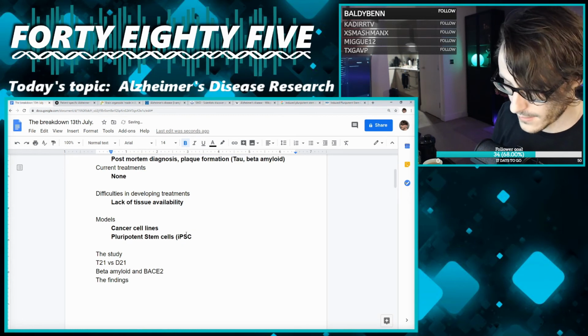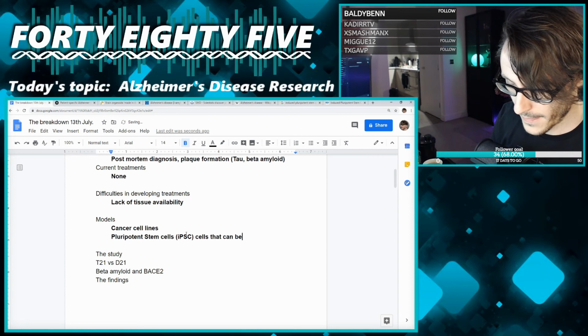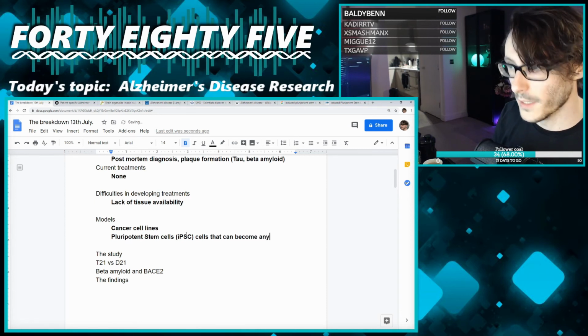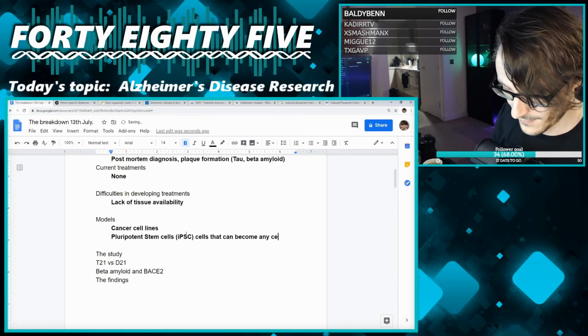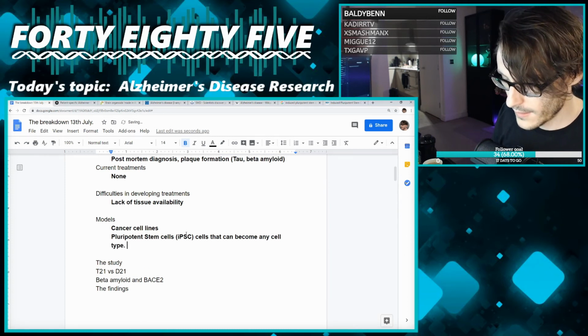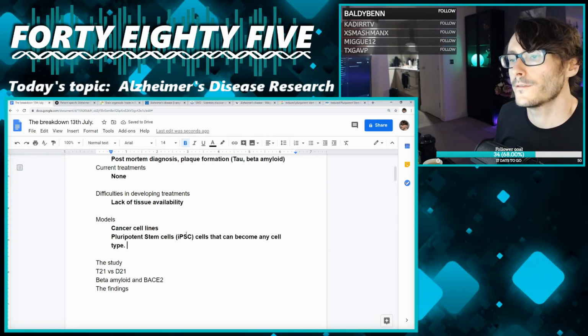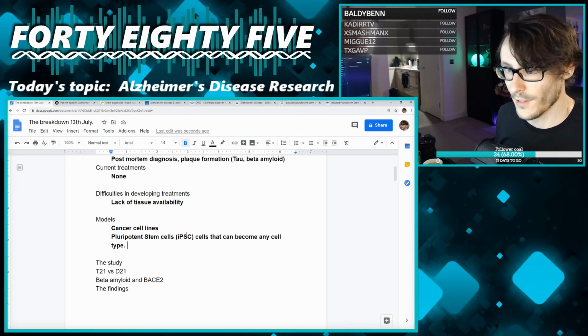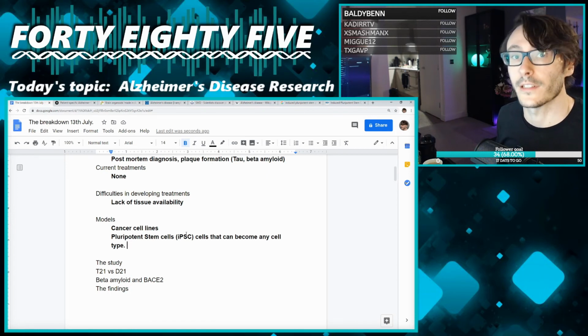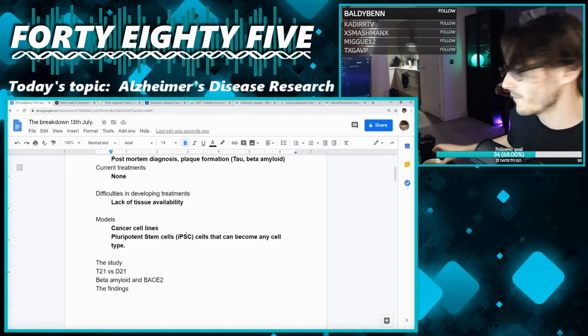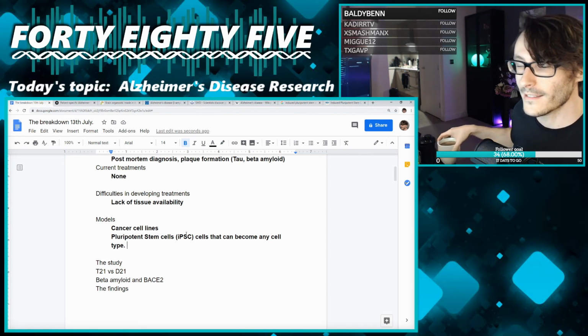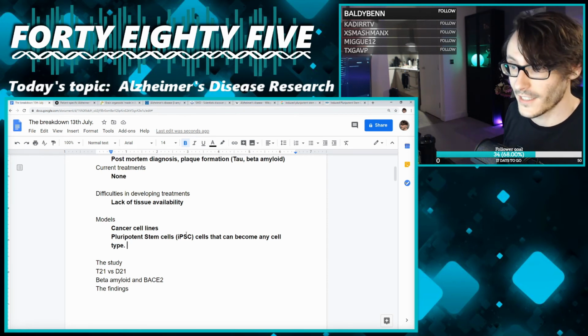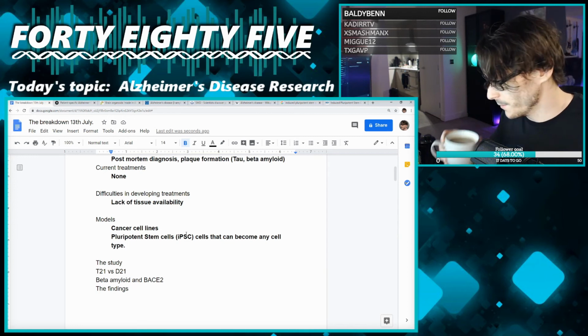So these are iPSCs, and these are effectively cells that can become almost any cell. So you can see that if you've got these cells, you could reprogram them into a neuron, and then you can have a look at some of the neuronal functions. So you effectively could have a brain-like structure in a dish using these cells. So it's kind of cool.